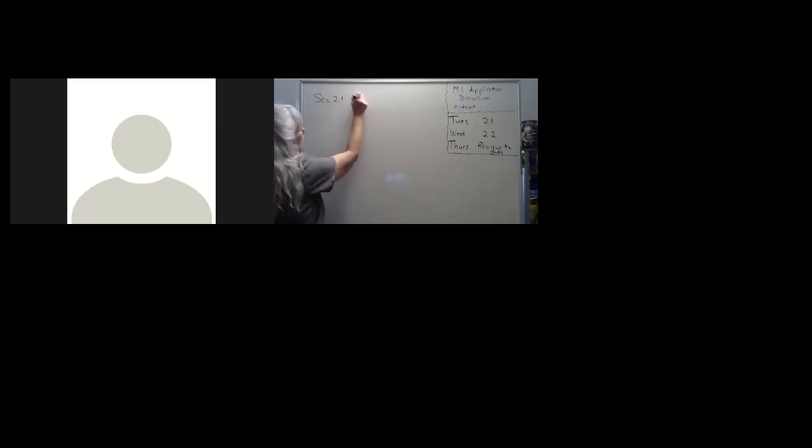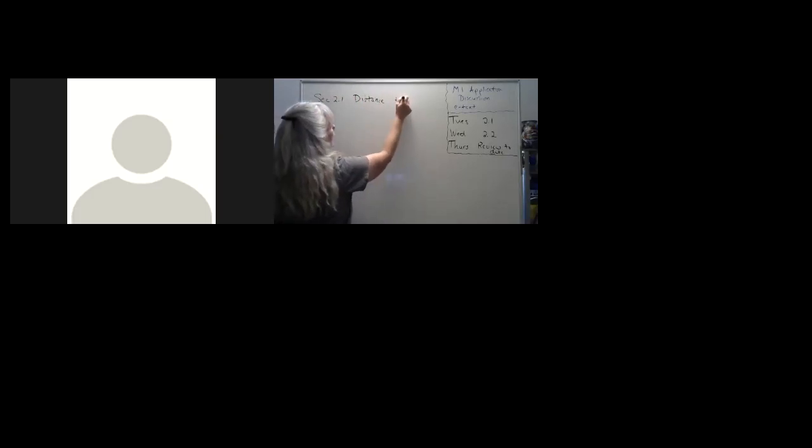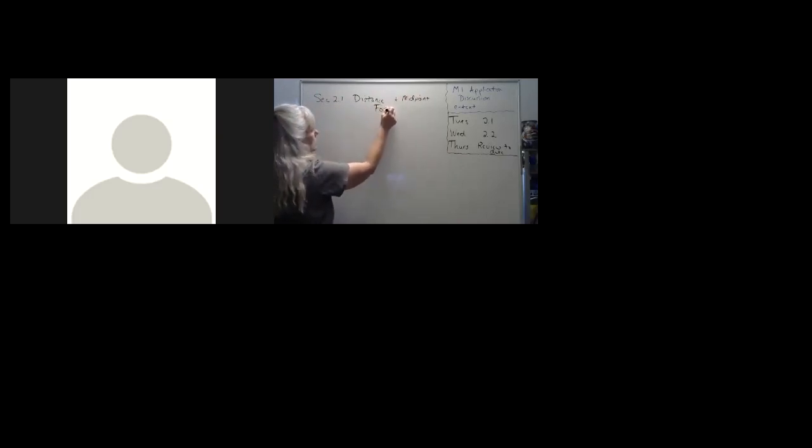Section 2.1 is all about the distance and midpoint formulas. The first thing we're going to do is develop the distance formula. We don't get to derive things too often in this class, so it's nice to be able to do it once in a while.